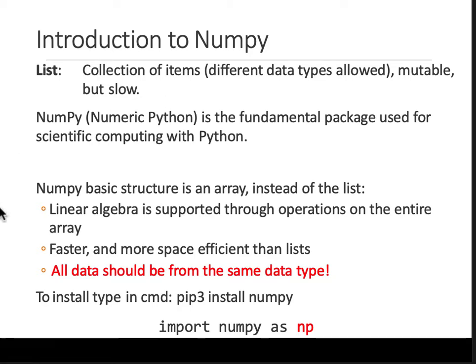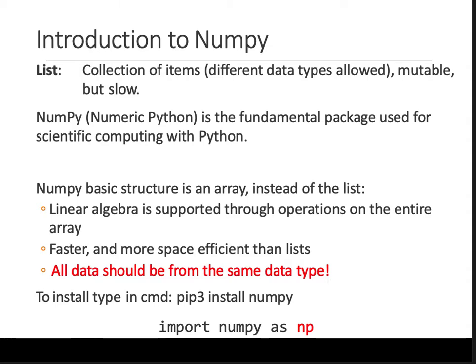As opposed to that, in arrays, you can do operations on the entire array at the same time. Yes, behind the scenes, it's a different animal, like how it behaves. We are not concerned about that, but for us, we give one operation and it works on the whole array. Okay, hence they are faster and more space efficient. The only limitation is that data should be of the same data type, meaning as opposed to lists, you cannot have floats or integers together with strings and so on. All data will be of the same type, whether they are all floats or all integers and so on.